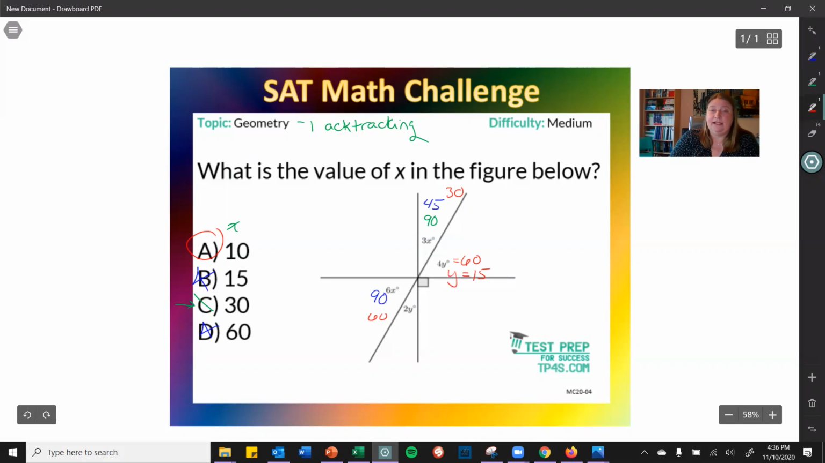Let's do the same thing over here. If 6x is 60, and I know my lines are perpendicular, then 2y is going to have to be 30, because 60 plus 30 together is 90. Dividing both sides by 2, I'll get y equals 15. Hey, I really like the fact that I got y equals 15 for both of these angles. I've double checked that A is the correct answer, and we've solved this problem by backtracking.